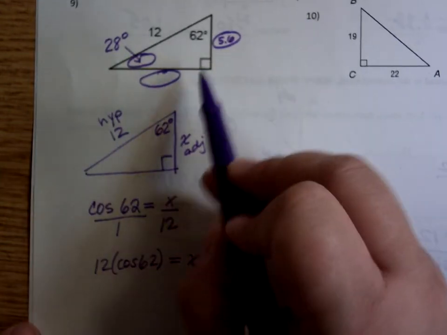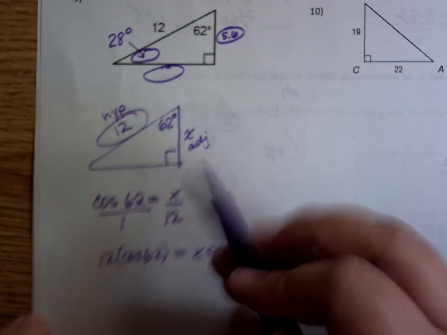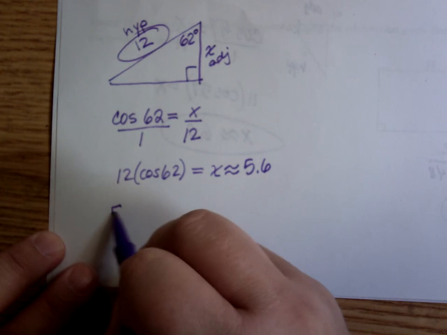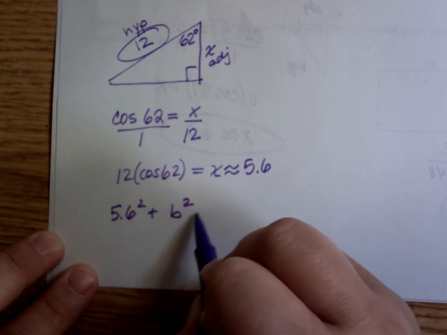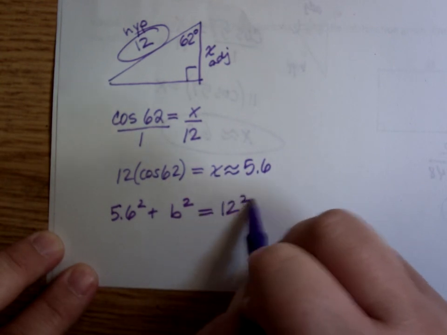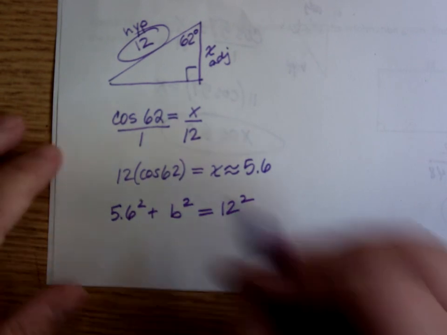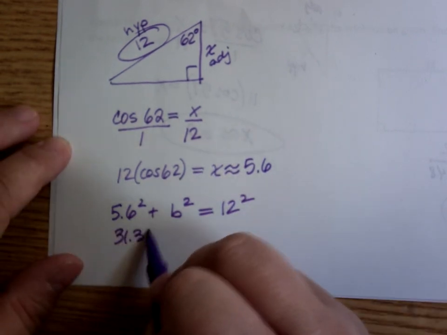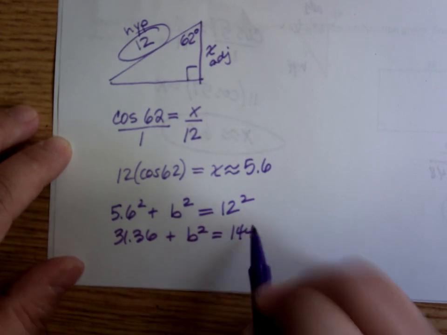Be careful if you're going to use the Pythagorean theorem, though. You remember that 12 is the hypotenuse. So in other words, it goes 5.6 squared plus the side I don't know squared, let's call it b, equals 12 squared. So 5.6 squared is 31.36 plus b squared, that's a b, not a 6, equals 144.